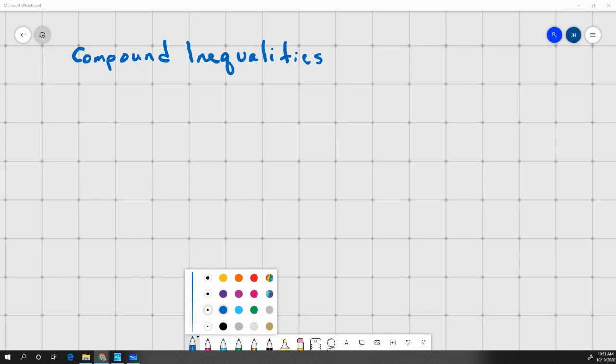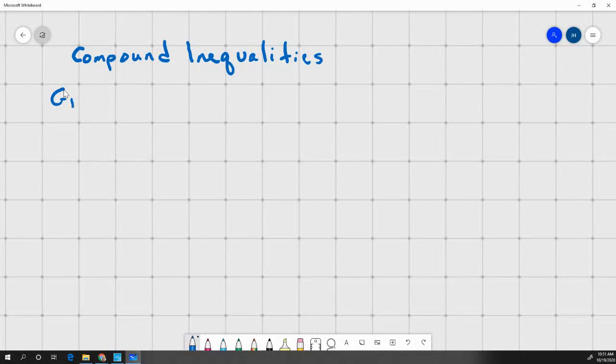So on our last ed puzzle and last assignment, we were talking about inequalities and solving inequalities. And what we're talking about today is compound inequalities. We're just getting a little bit more complex with our inequalities. So I wanted to remind you of a few things. One, when you're graphing inequalities, we were graphing them on a number line.